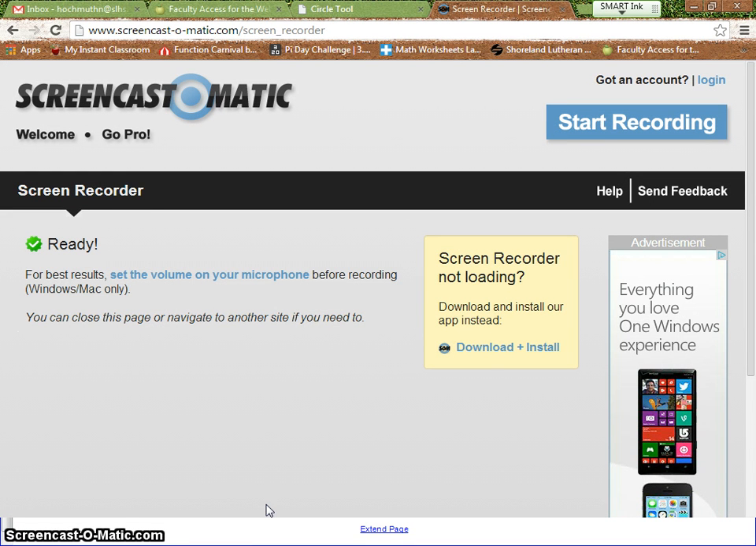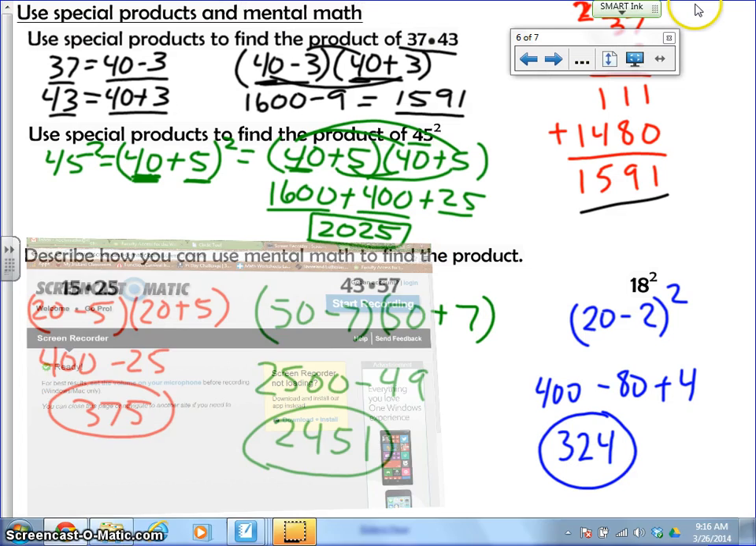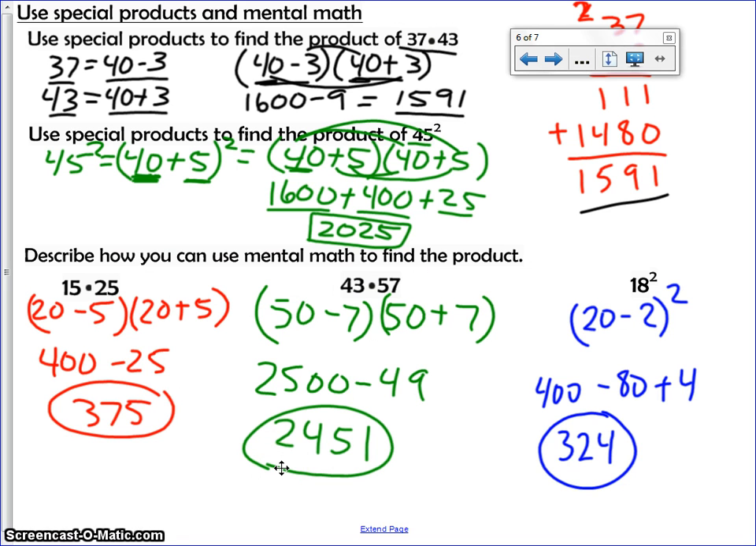Technical glitch, back on. All right, so we square the first term, 50 times 50 to get 2500. Multiply the second terms, minus 49. 2500 minus 49 is 2451. Okay, and then we finish up with 18 squared.